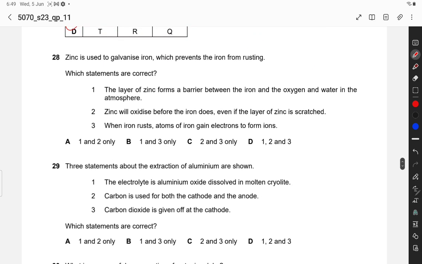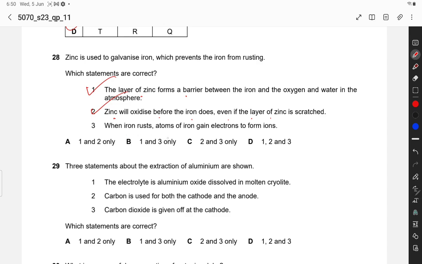Option C is correct. Zinc is used to galvanize iron, which prevents the iron from rusting. Which statement is correct? The layer of zinc forms a barrier between the iron and the oxygen and the water in the atmosphere. Yes, it is correct. Zinc is more reactive than iron, and zinc reacts earlier than iron with oxygen and water. Zinc will oxidize before the iron does, even if the layer of zinc is secure. Yes, it is correct, because zinc is more reactive than iron, so zinc reacts earlier.